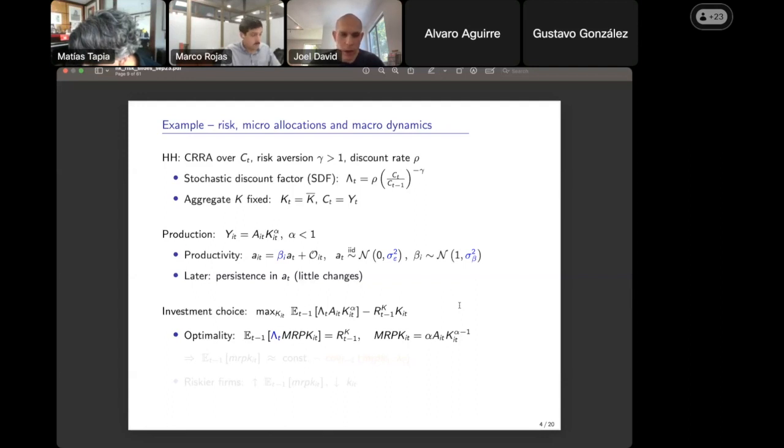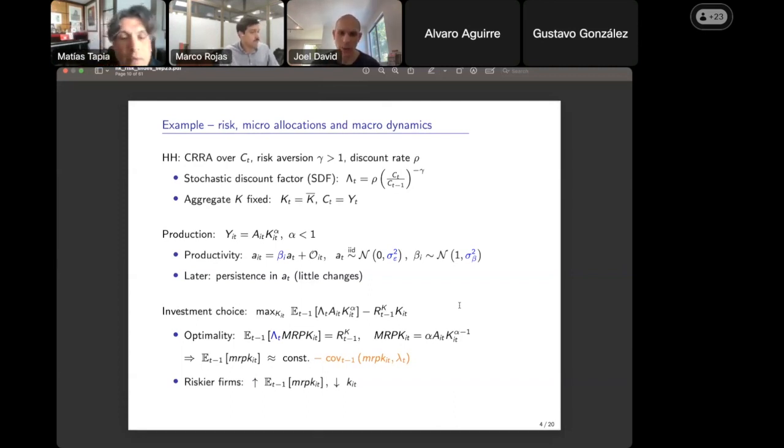Okay, so nothing new there. If I take a second order approximation to that expression, I get exactly the equation that I showed you in the introductory slide. And that's where that equation is coming from. It says at the firm level, the expected marginal product of capital equals a constant, which is basically the risk-free cost of capital, plus a firm-specific risk premium, which is the negative of the covariance of the marginal product with the log of the stochastic discount factor, which I'm calling little lambda.